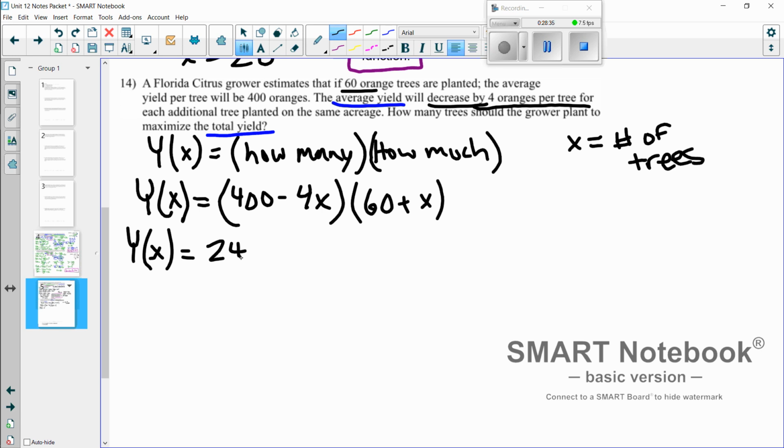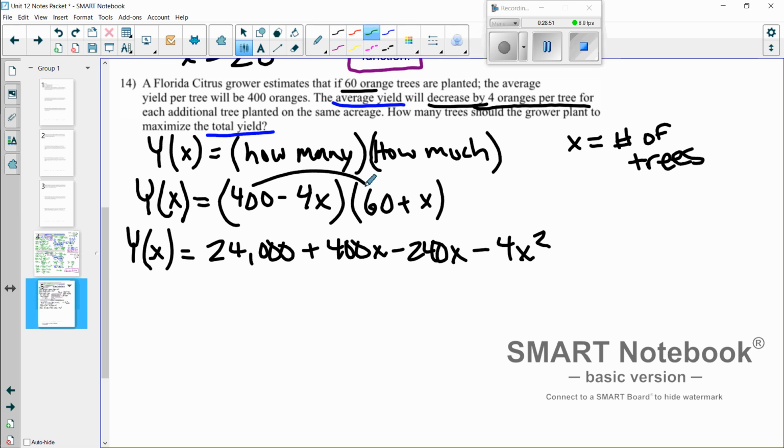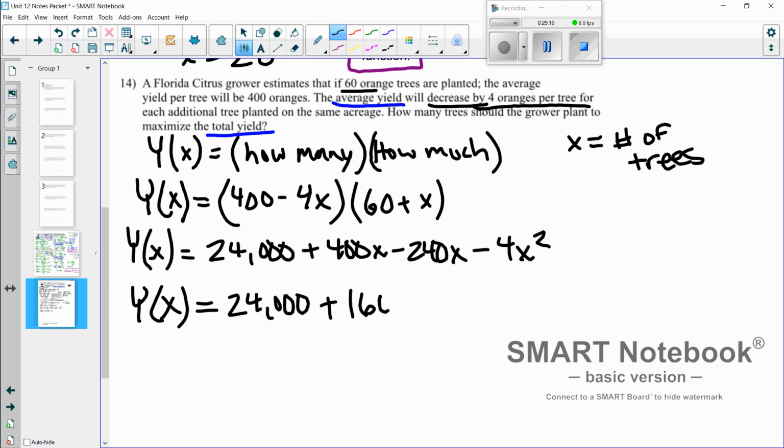So 24,000 plus 400x minus 240x minus 4x squared. Okay, so we just distributed that through. Maybe I should show these here. We distributed through. Let's combine like terms. 24,000, and then that's plus 160x, and then minus 4x squared.